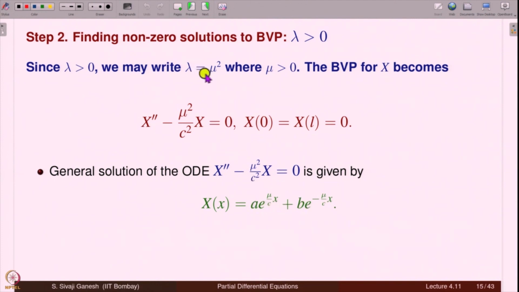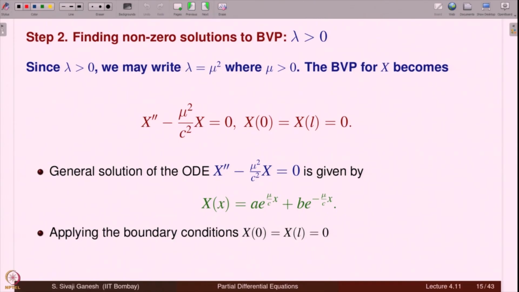If we have not written lambda equal to mu square, we would have here square root of lambda by c into x, minus square root of lambda by c into x. Just to reduce the notation clutter, we have supposed that lambda looks like mu square, where mu is positive. So, applying the boundary conditions, we get A equal to B equal to 0. Please go through these computations and conclude by yourself that A and B both of them are 0. Thus, lambda positive cannot be an eigenvalue, that means no eigenvalues are positive.